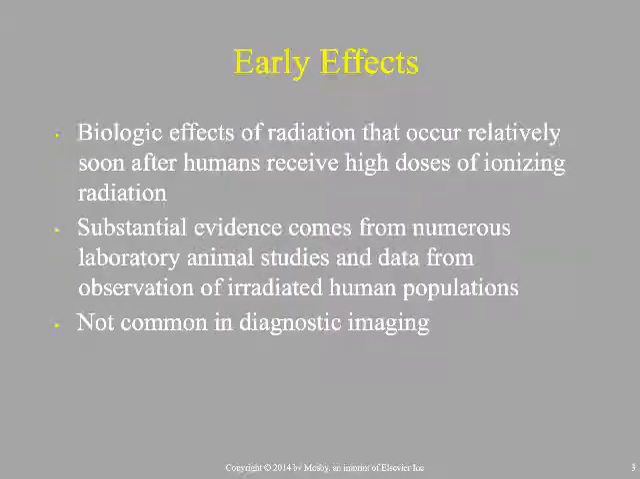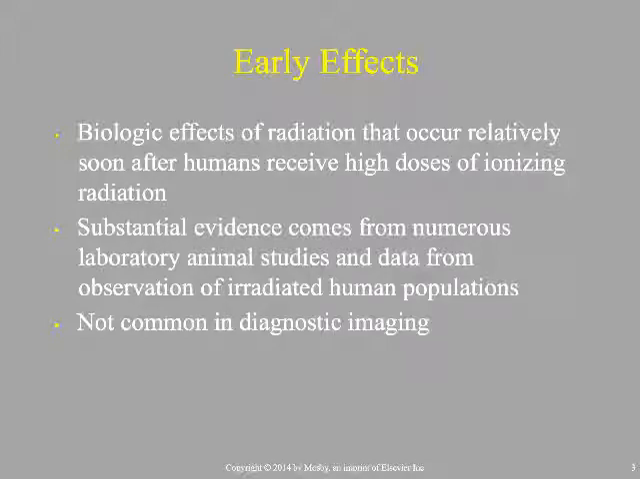So early effects are those that are going to happen relatively soon after humans receive high doses of ionizing radiation. We're normally talking about hours, days, or weeks after an exposure. Occasionally it could be a month or so out from an exposure, but generally hours, days, and weeks. The radiation exposure would have to be very, very, very high to cause an immediate response within minutes. It would be so high that there would be no hope of living a few hours after that exposure. And there's not a lot of cases of that, but we will talk about one case of that.